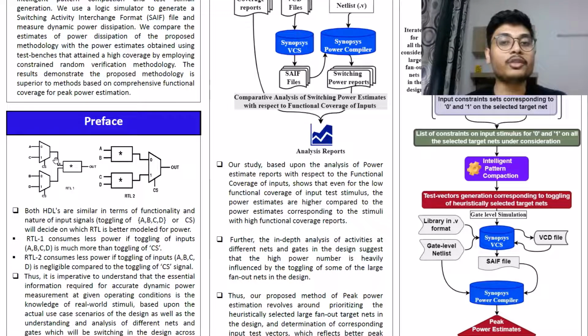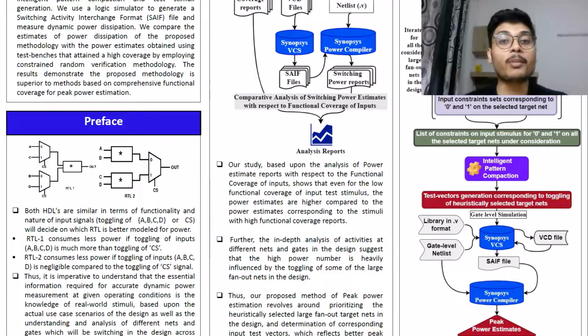In contrast, if toggling of inputs ABCD is less compared to toggling of CS, the stimuli generates more activity in RTL1 compared to RTL2, and hence RTL2 is better modeled to operate at low power in this scenario.